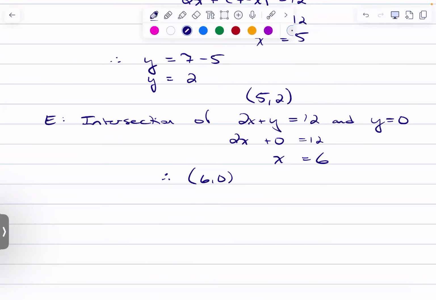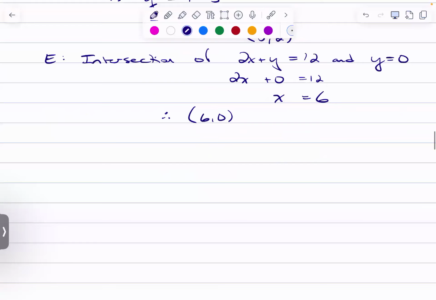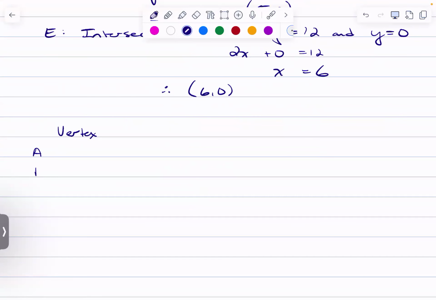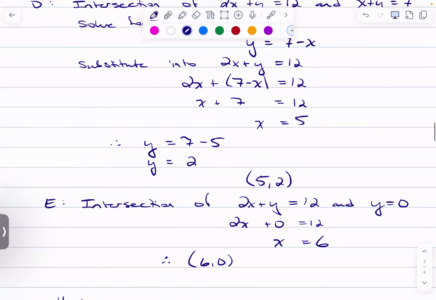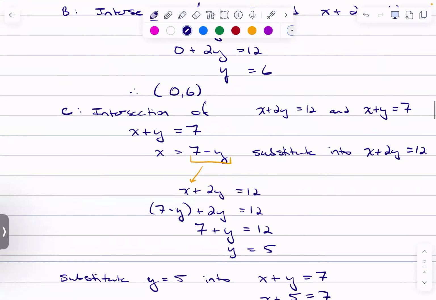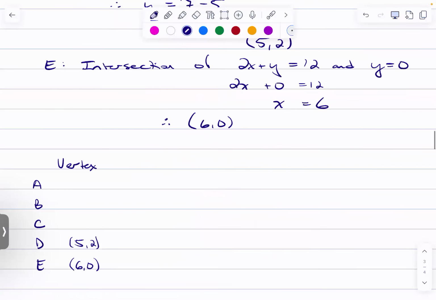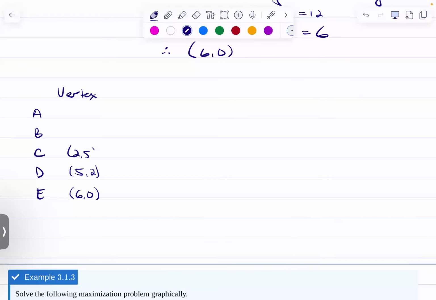I'll start setting up my table. I like to set up a table. You don't have to, but it's a nice way to summarize it at the end. So my vertex, I'll start by A, B, C, D, E. E I know is 6, 0. Working my way up, 5, 2, 2, 5, 0, 6. And 0, 0.